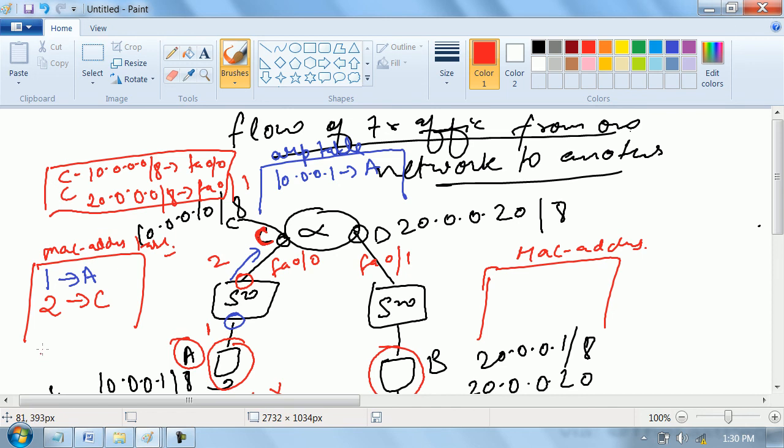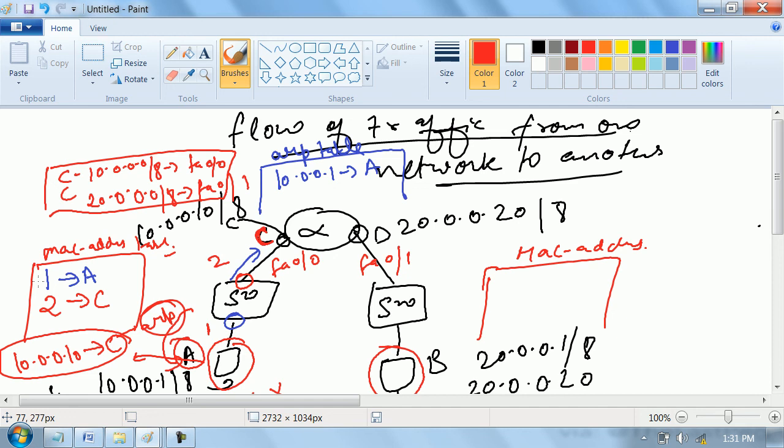Reply will get back to the computer. The computer will make an entry that my default gateway is 10.0.0.10, and its MAC address is C. This is the ARP table. Any problem? Now, till now, the computer knows about the MAC address of the default gateway. Agree?